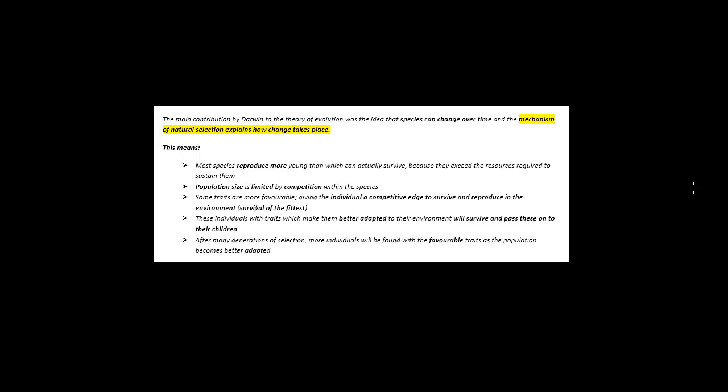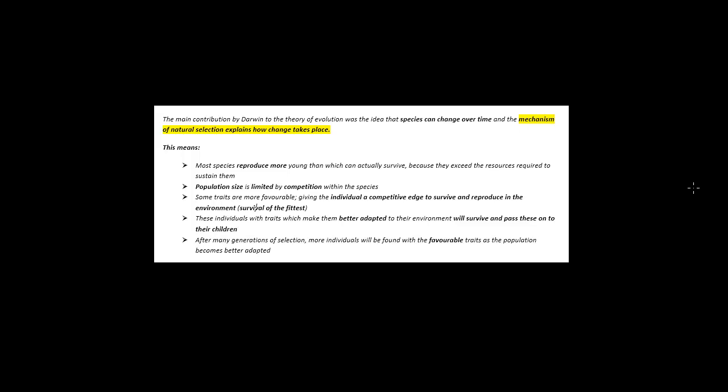This means most species reproduce more young than can actually survive, because they exceed the resources required to sustain them. Population size is limited by competition within the species. Some traits are more favorable, giving the individual a competitive edge to survive and reproduce in the environment, which is also known as survival of the fittest. You must have heard of this before. Individuals with traits which make them better adapted to their environment will survive and pass these on to their children, their offspring.